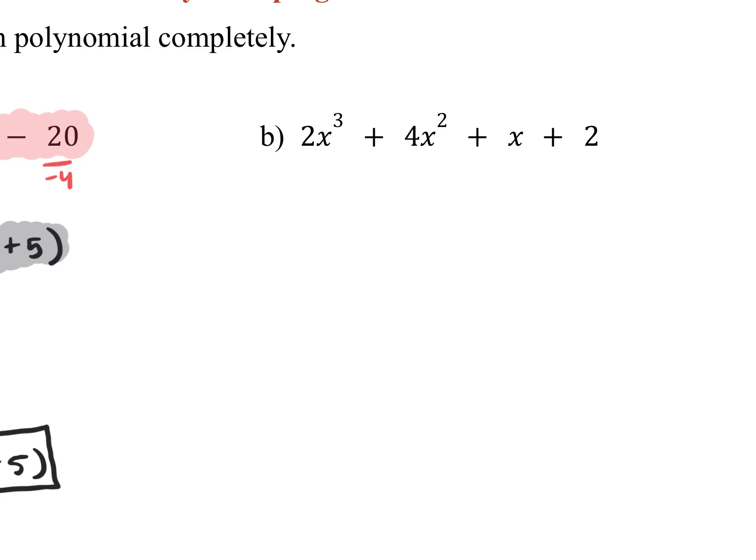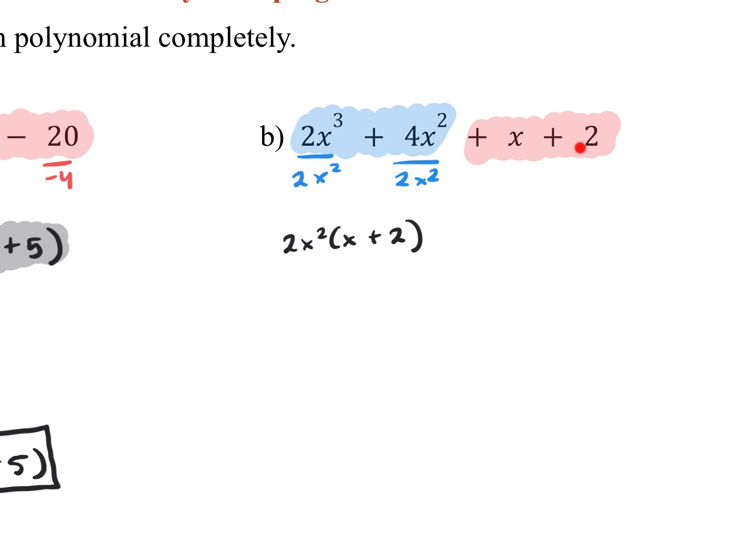All right, let's try another one. Here I see I have 4 terms. There's no GCF for all 4, so I'm going to try to factor by grouping. It's just something you should always try if you have 4 terms. Okay, so for the first 2, I notice that there's a GCF of 2x squared. So I have 2x squared times x plus 2.